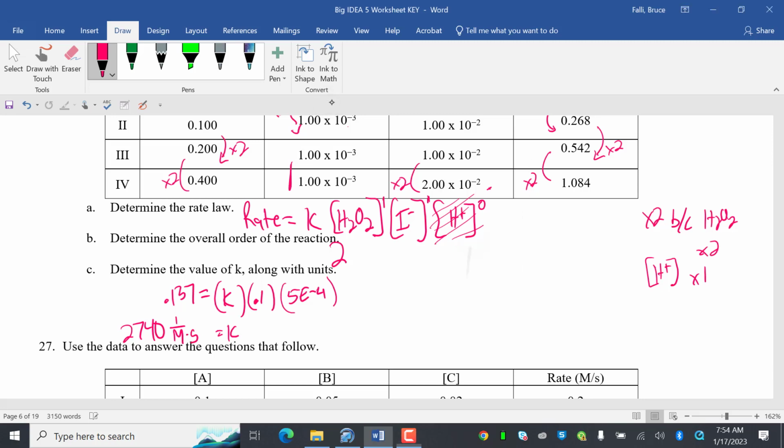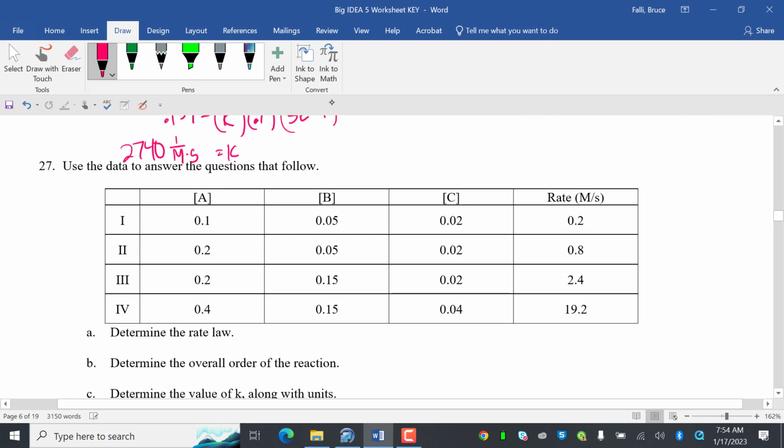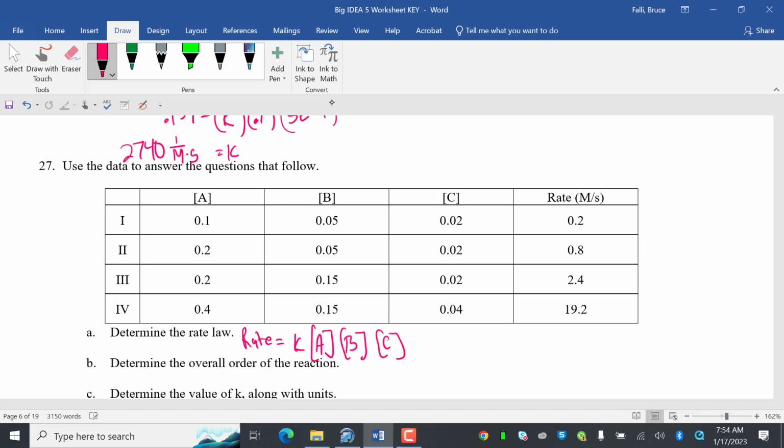All right, so 27. Let's move her up. Even more trials now. Determine the rate law. Rate equals K, A, B, C. I had somebody ask before if I gave you real things like we had hydrogen peroxide and iodine, can I just change it to ABC? My answer is no, because you'll forget to change it back. So just whatever it is, put it in there right away and you'll be good with it.